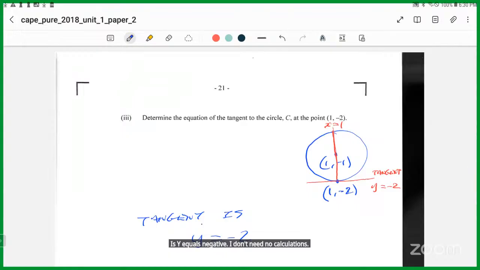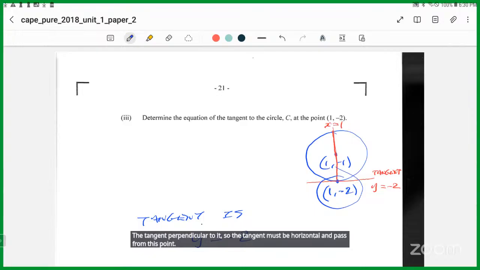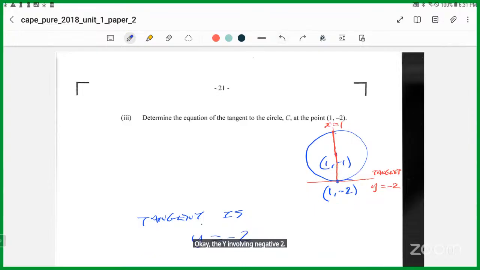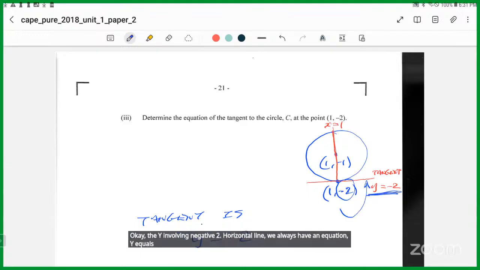Okay, the line passing through the center and the point of tangency have the same x value. And so the normal is a vertical line, x equals 1. The tangent is perpendicular to it, so the tangent must be horizontal and pass through this point where the y value is negative 2. A horizontal line will always have an equation y equals the y value at any point it passes through, which is negative 2. So that is it. This doesn't need any calculation.